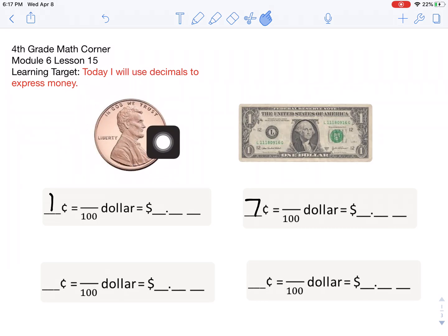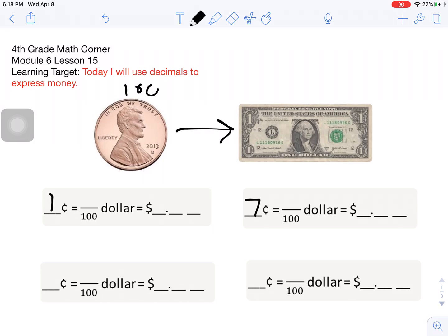Here in this picture is a penny. So you should have learned that a penny is worth 1 cent. And this 1 penny can be used to make dollars or equivalent to dollars. And it would take 100 of these pennies to make $1. So $1 is equal to 100 pennies.